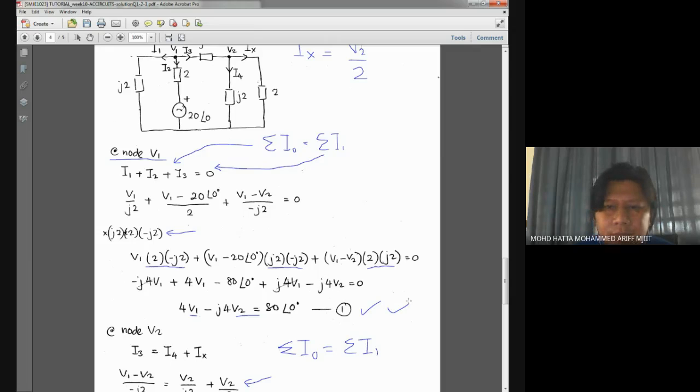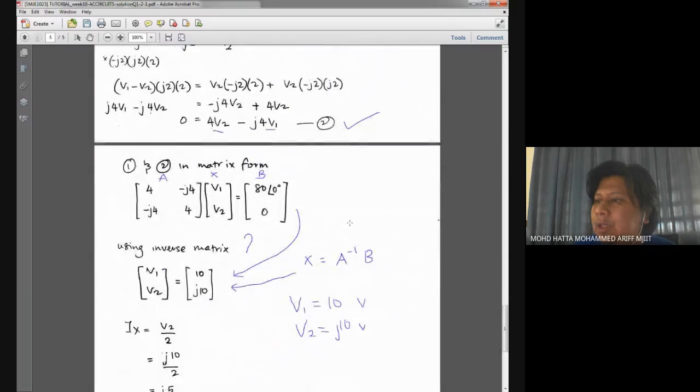The analysis or the strategy of nodal analysis is, I think, the same as what you've seen in DC circuit. However, in AC circuit, it's a bit complicated because it involves complex numbers. So practice yourself. If you practice, I believe it's gonna be okay.